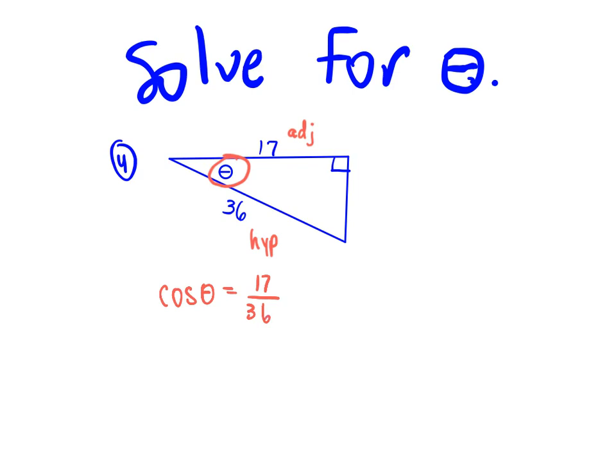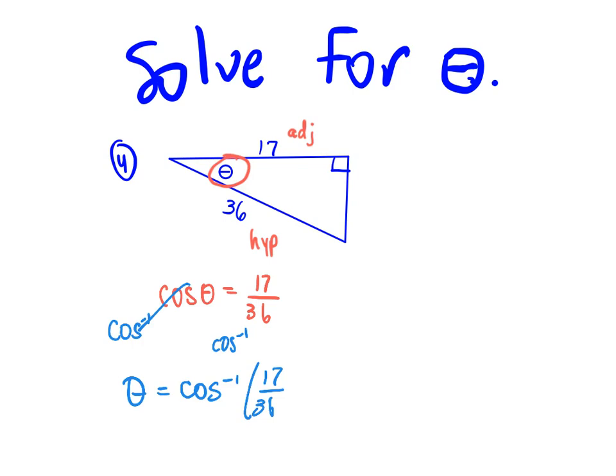Now we want theta by itself. So think about what's the opposite of cosine theta? Well, that would be inverse. So I'm going to take the inverse of both sides. So these would cancel out. So you get theta equals, and in your calculator, you would just hit second cosine, the -1 would come up, and you put 17 over 36.